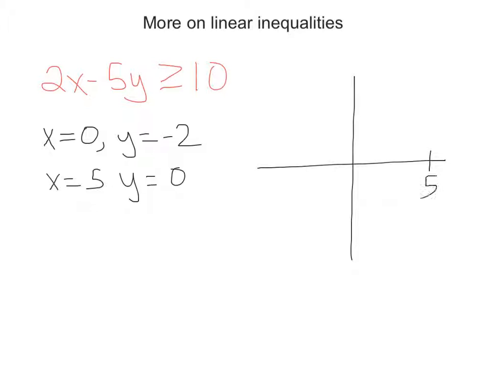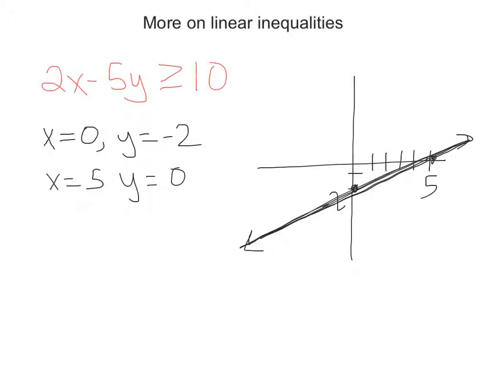So here's 5, 1, 2, 3, 4, 5, here's -2, my intercepts. So there's my line through those dots, right? There's my line, and it's equal to. That's what this does. Now we need to do the greater than part.